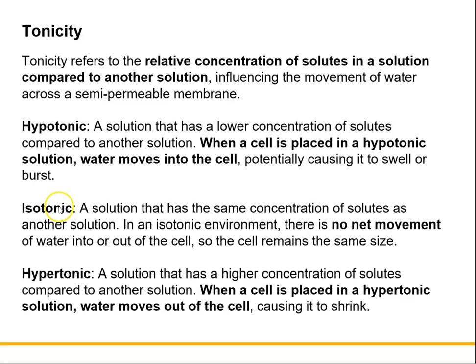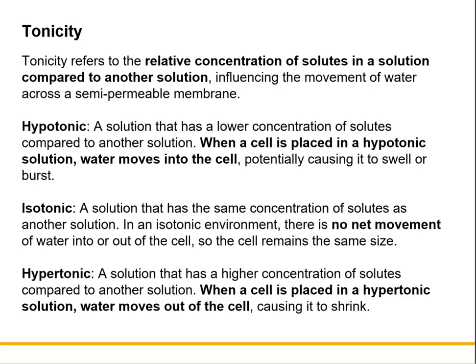You've got hypotonic, isotonic, and hypertonic, okay? So hypotonic is going to be a solution that has a lower concentration of solutes compared to another solution. For example, when you place a cell in a hypotonic solution, water is going to move into the cell. So there's less solutes outside of the cell than inside of the cell. So water is going to move from that area where there's fewer solutes to the area with more solutes. So it's going to move from outside the cell to inside the cell, which can cause the cell to swell, potentially bursting the cell, okay?